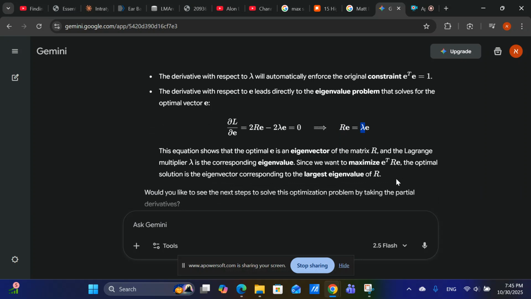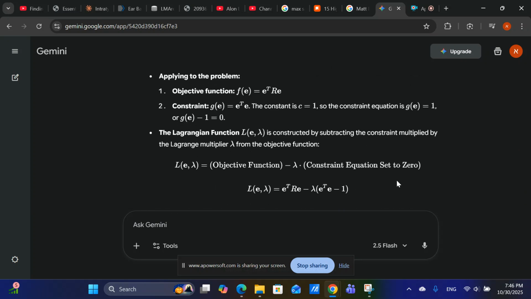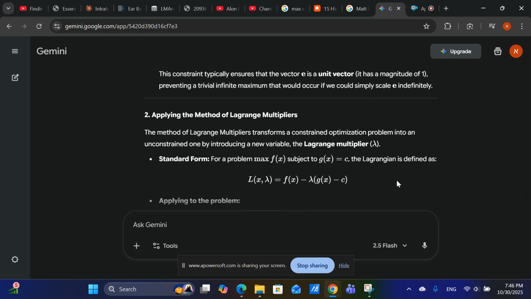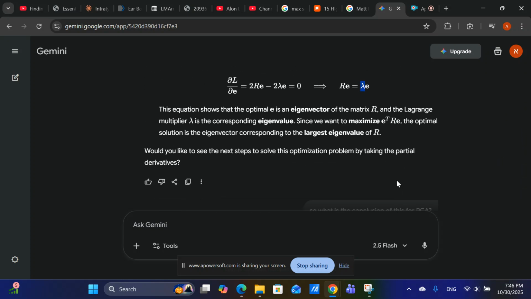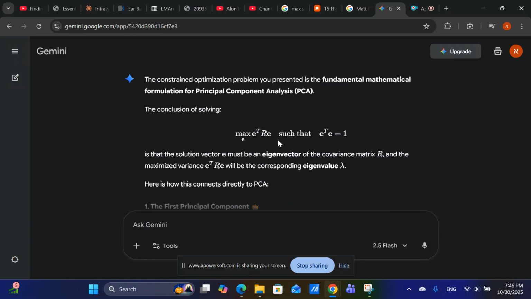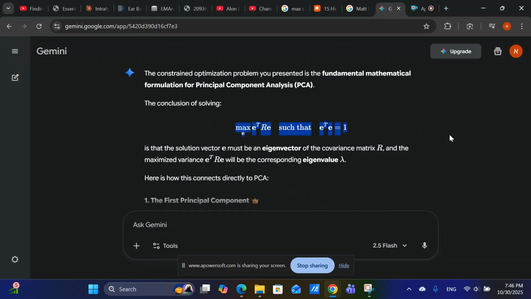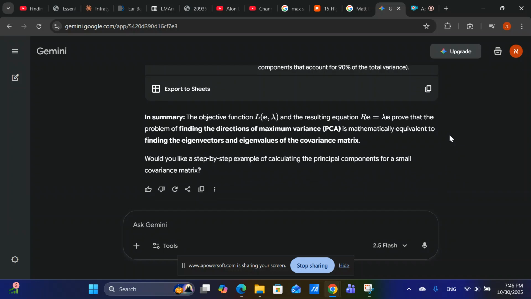So this is how the Lagrange multiplier helps us understand that the principal components direction should be in the direction of the eigenvectors of the covariance matrix. This was our problem to solve for the PCA, and we solved it and got what we needed.